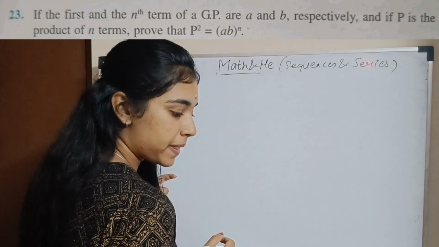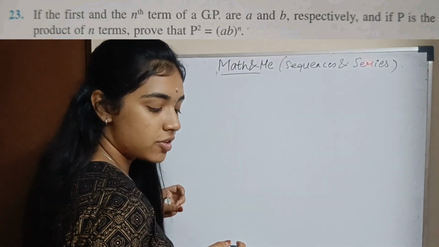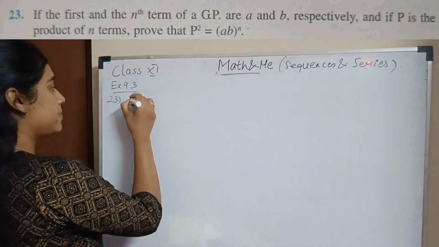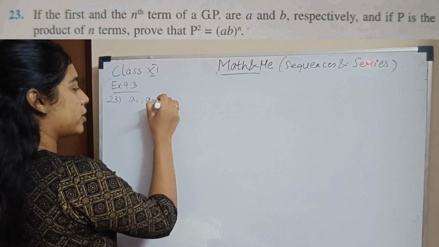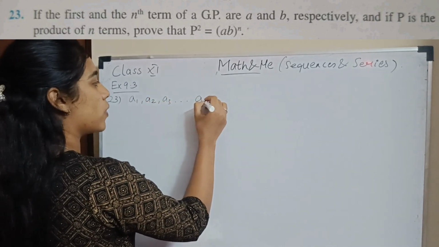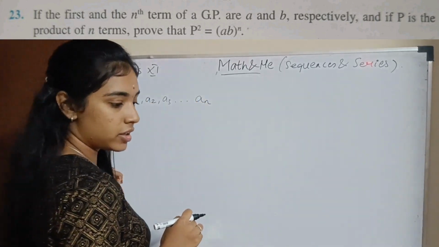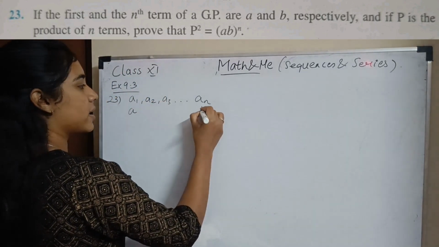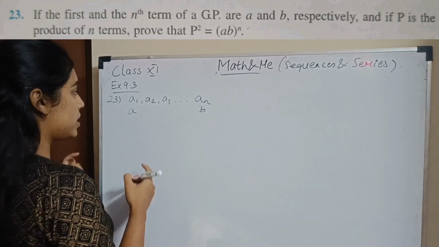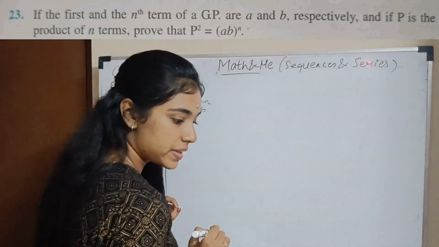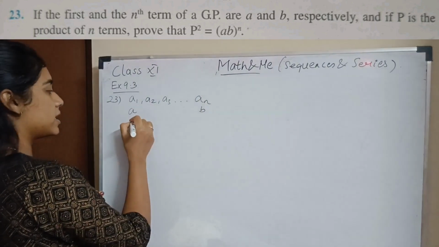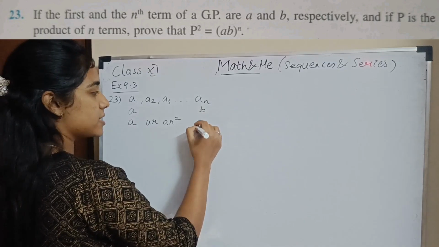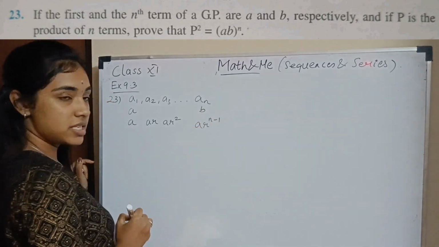Question number 23. If the first and the nth term of a GP are A and B. So for example, I have A1, A2, A3 and so on until An. I have n terms and it is given that the first term is A and the last term is B. So this is another GP. So this is A, this is AR, this is AR square and this is AR to the n minus 1.